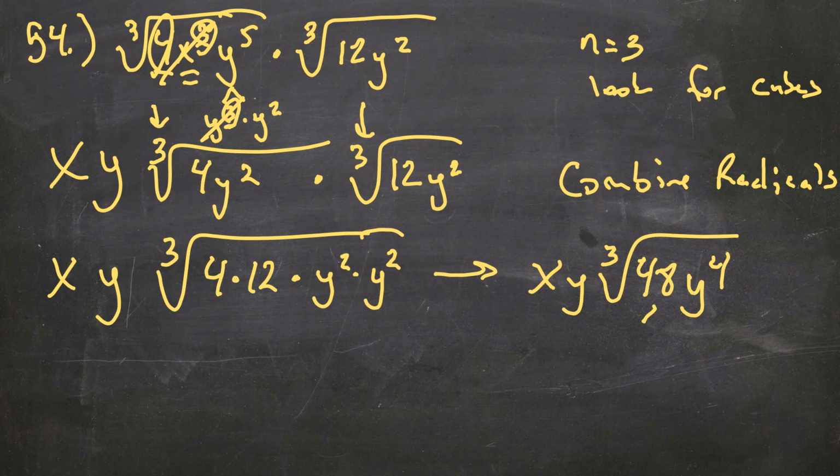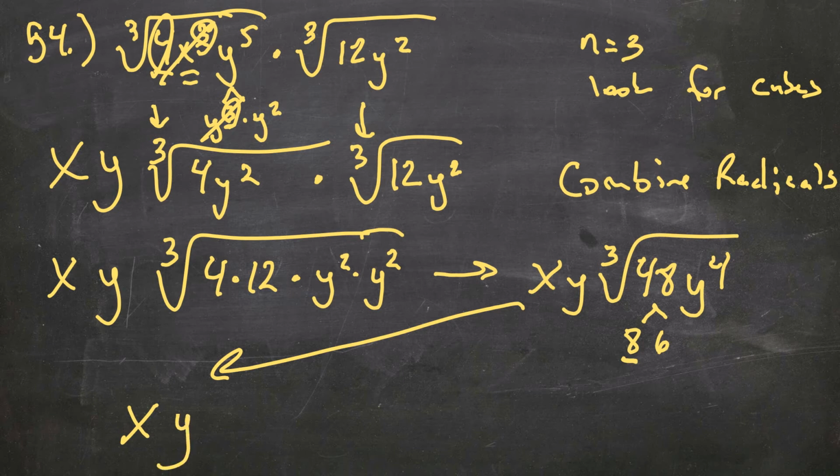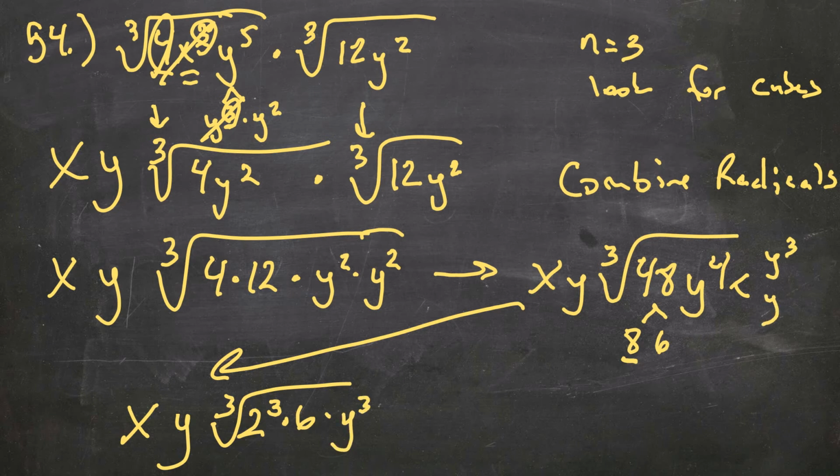Now, if I look at my perfect cubes, 48 is not perfect, but 8 and 6 turns into 48. 8 is perfect. So I'm going to rewrite this as x, y, cube root of 2 cubed times 6, because that's 8 times 6. Y to the 4th, I'm going to rewrite as y cubed, y. So I'm going to say times y cubed, y. And anybody with a 3 gets out of jail. So 2 gets to leave, y gets to leave.